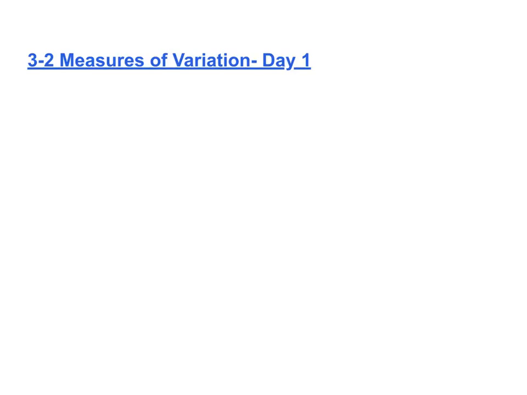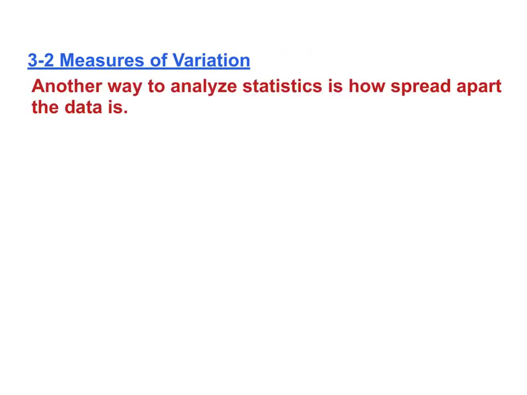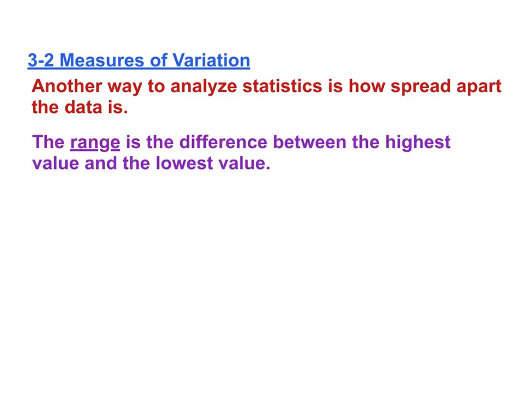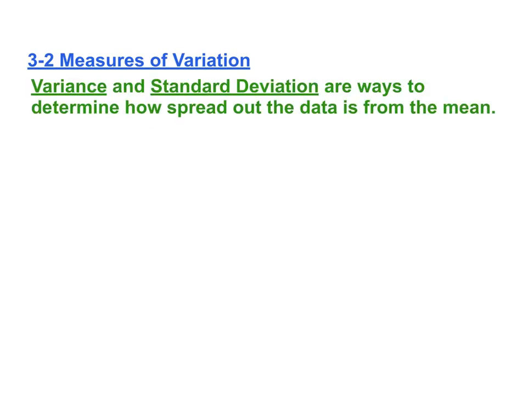Measures of variation, day one. We're going to cover it all together. Another way to analyze the statistics is how spread apart the data is. The range is the difference between the highest and lowest. So when you put them in order, it's really important to subtract. I'm not going to go through that because you know how to subtract. The difference between the highest and lowest value.